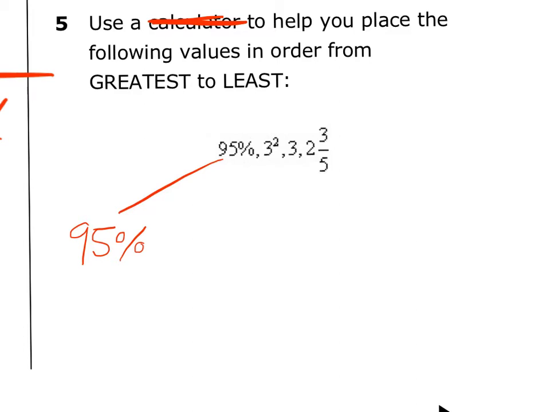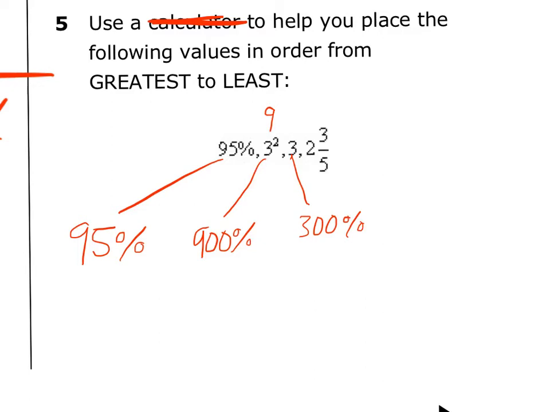Now, 3 squared, what does 3 squared equal to? 9. 9 as a percentage is 900%. Do not put 9%. Do not put 90%. It is 900%. 3 is 300%.